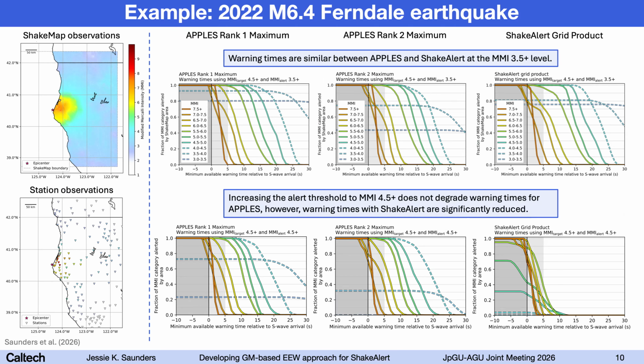Now, if we increase our alert threshold to MMI 4.5, which is shown in the bottom row, we see that the available warning times with ShakeAlert are significantly reduced. However, warning times with APPLES are unaffected. And this suggests that APPLES may improve ShakeAlert's performance for users who require higher alert thresholds. But let's confirm this by looking at more earthquakes.